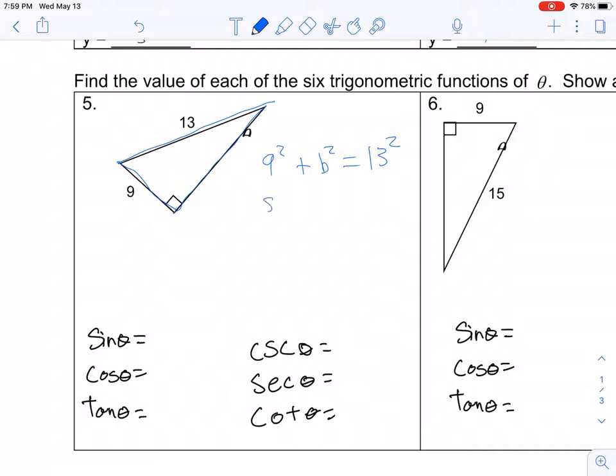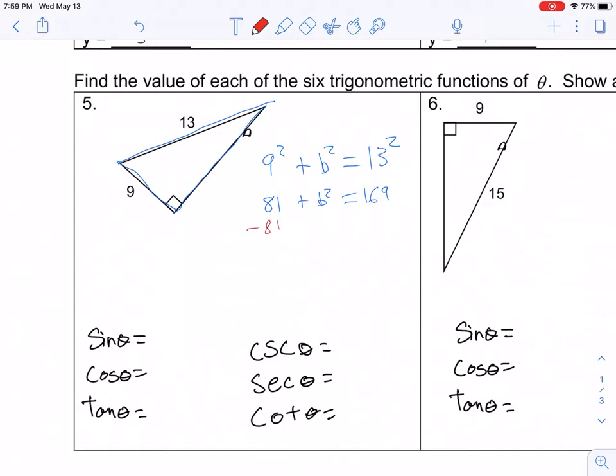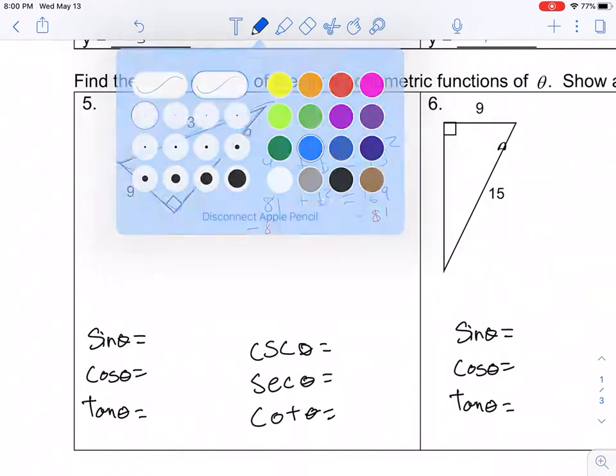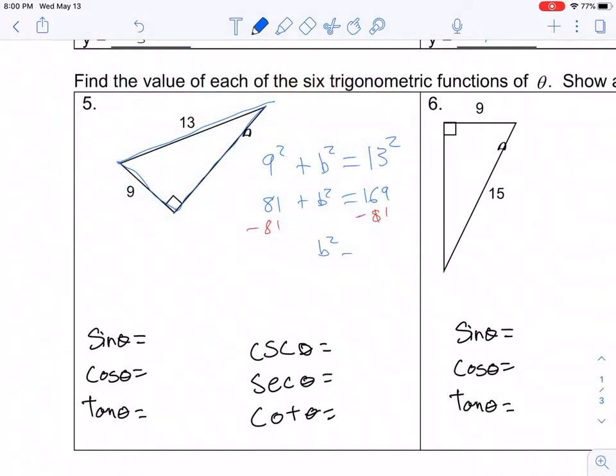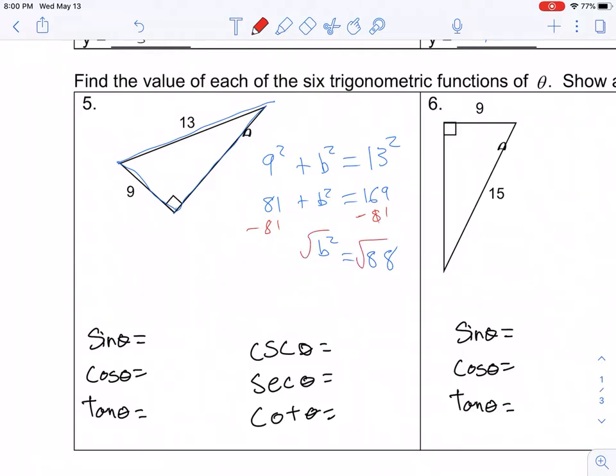9 squared is 81 plus b squared equals 169. I'm going to subtract 81 from both sides to get b squared by itself so that I can square root both sides. 81. B squared equals 9 minus 1 is 8. That's going to give us 88. Great. Square root both sides. Square root of b squared is b.